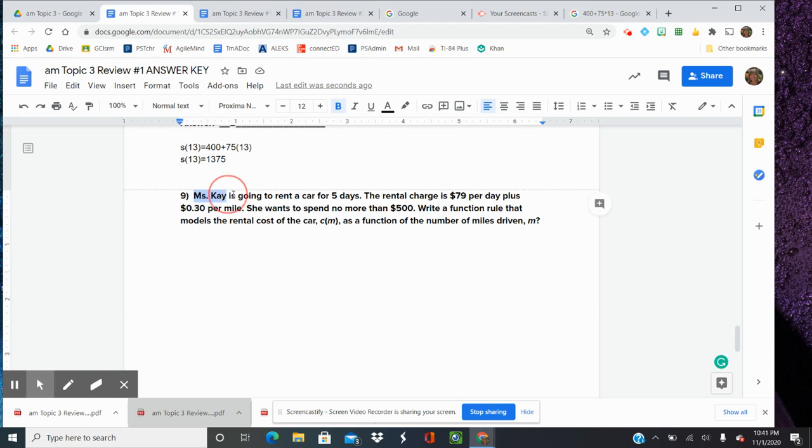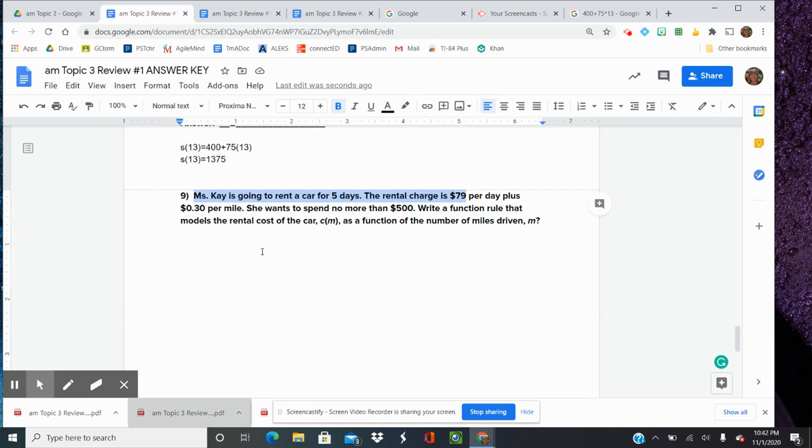It's tricky because Mrs. K is going to rent the car for 5 days. And they give you a rental charge of $79 per day. So even the best of us who want to write this function rule right away want to say that the initial fee is $79, but that's not true. The initial fee is $79 for 5 days.